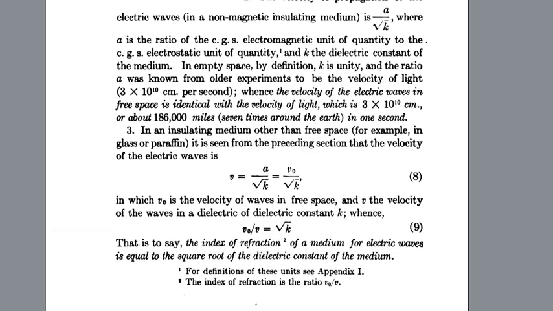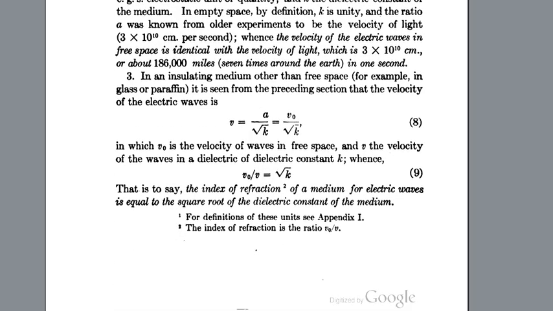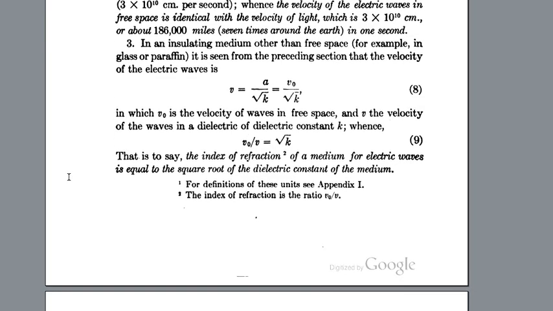3. In an insulating medium other than free space, for example in glass or paraffin, it is seen from the preceding section that the velocity of the electric waves is v equals a divided by the square root of k equals v0 divided by the square root of k, in which v0 is the velocity of waves in free space, and v the velocity of the waves in a dielectric of dielectric constant k, whence v0 divided by v equals the square root of k.